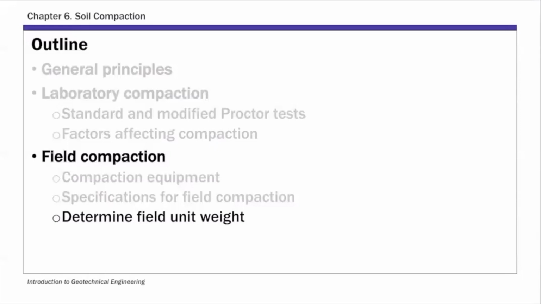So as I mentioned, we have only this one last bullet point left. This is chapter 6, compaction, and we have this one item, determine field unit weight. So this relates to basically compaction control. So how do you tell the in situ unit weight after compaction? So that's the topic for today.